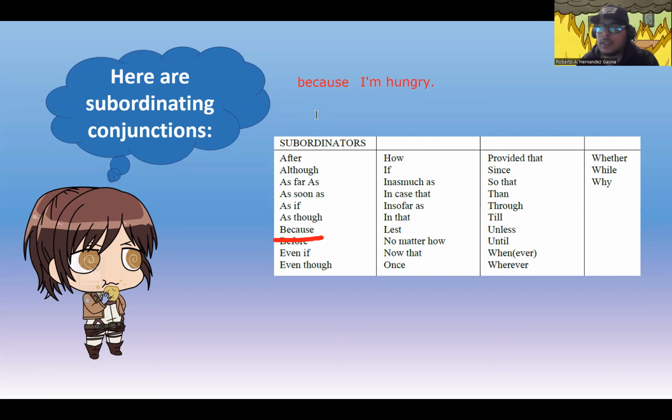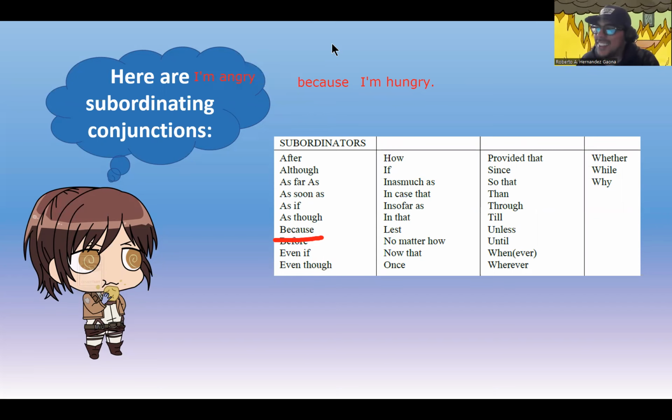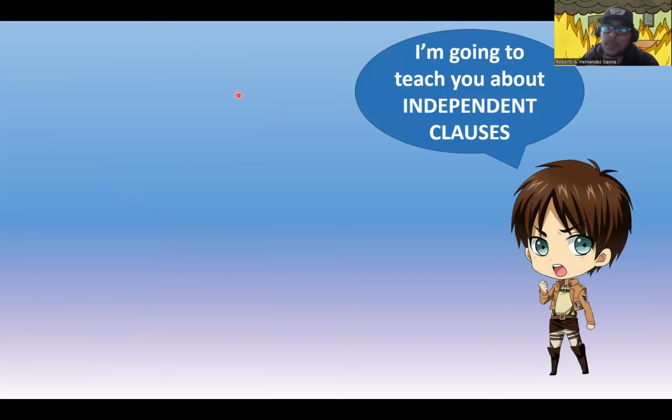Now it doesn't make sense. Now it needs something else to function. So I can say something like, I'm angry because I'm hungry. So now that's a complete idea, right? I'm angry because I'm hungry. So now it makes sense if you add something else, right? So those are dependent clauses, the ones that do not make sense on their own. Now, if you're following me, we are going to go to independent clauses.